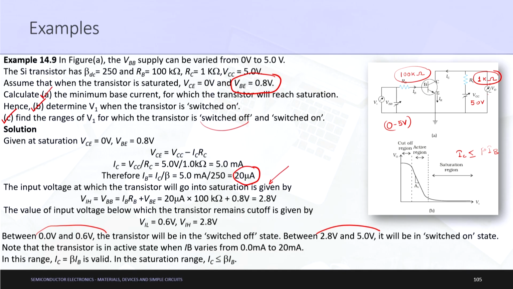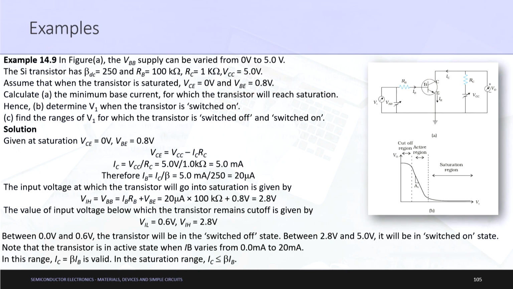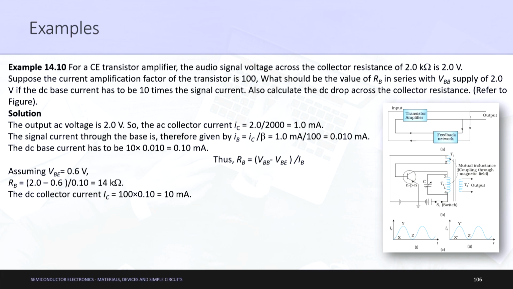Fine. So, I have made you understand all these things. V1 will be 2.8 volts here, because that is the minimum input voltage at which the transistor will be switched on. Fine. Let us move on to the next concept.